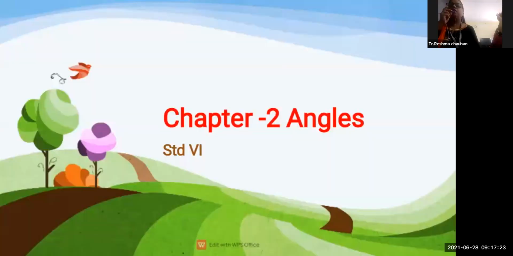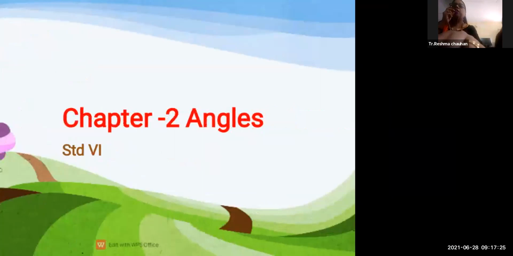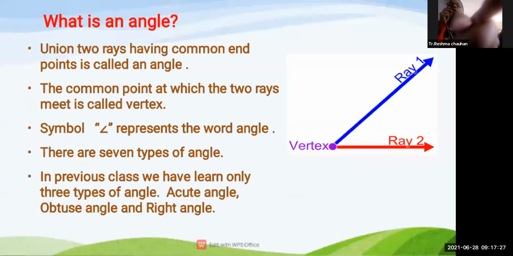Let's learn a new chapter, that is chapter number 2, angles. In this, we are going to learn first what is an angle. Now, what is an angle? You just see here. The union of two rays having a common endpoint is called an angle.